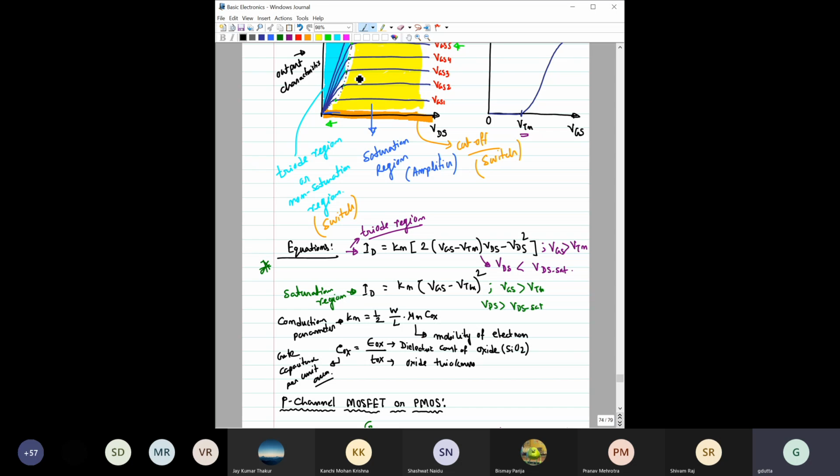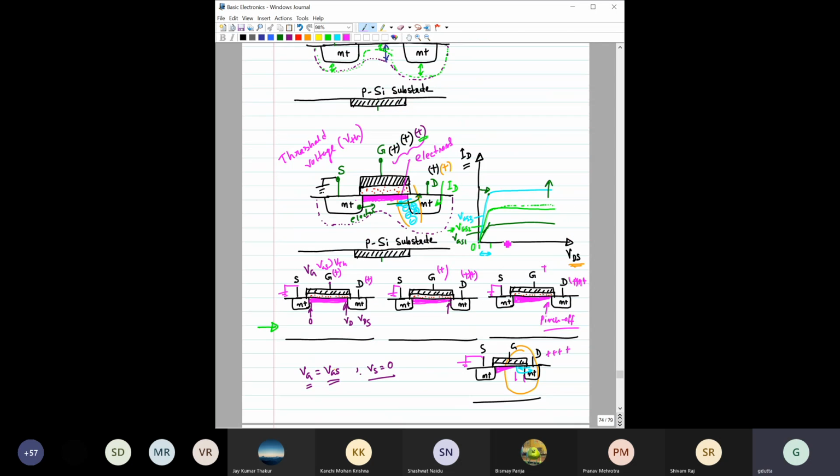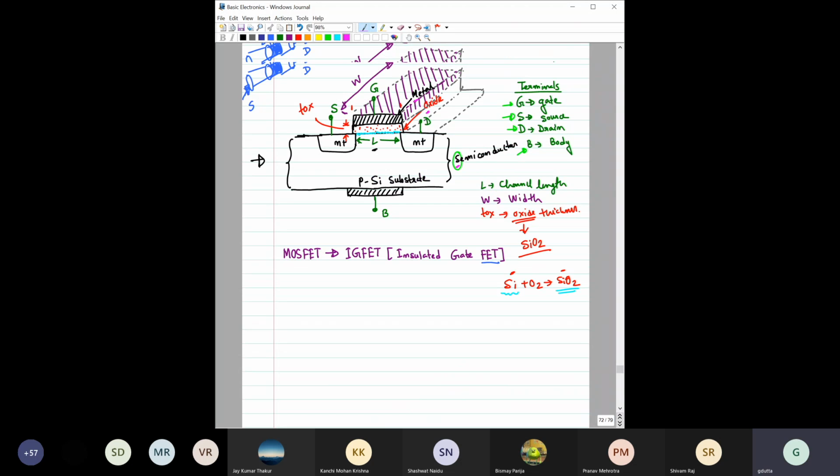Is this okay with you? Sir, what is here T ox written? TOX is the oxide thickness that we have already seen today also. This thickness is the TOX. See here, today also we have mentioned TOX. Okay, sir.